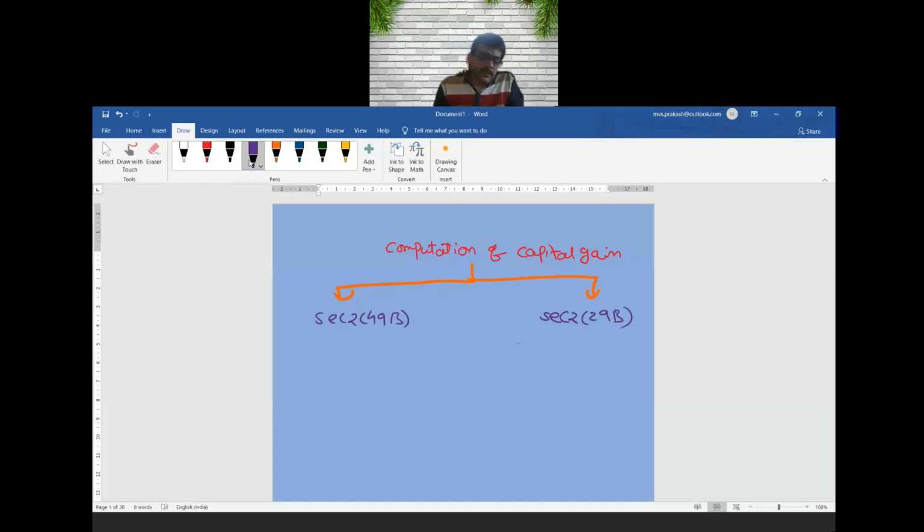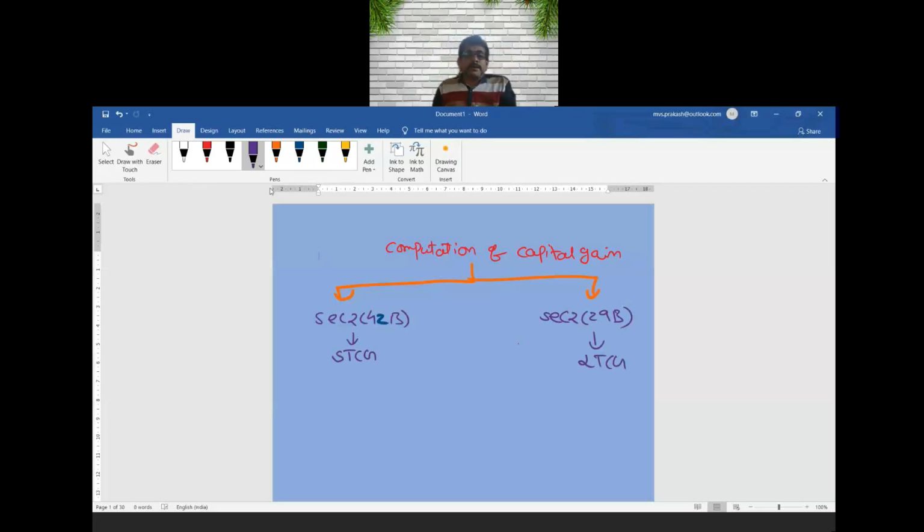What is this? This is explaining how to calculate. It is 42, section 2 subsection 42b, section 2 subsection 29b. Now what is this? This tells you how we calculate short term capital gain, and this will tell you how you calculate long term capital gain. That's what section 2 subsection 42b and 29b are telling about.